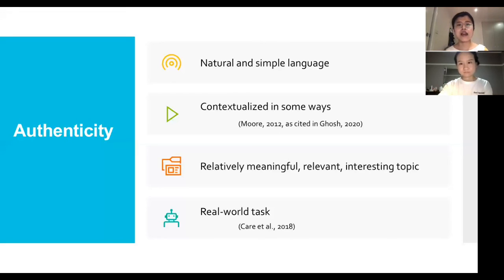But just as Kerr claimed in 2018, authenticity does not guarantee validity, but can contribute evidence to support it. This means that assessment tools must be designed to capture the cognitive and social processes rather than the factual knowledge. Okay, these four points are existing evidence of authenticity in our task assessment.